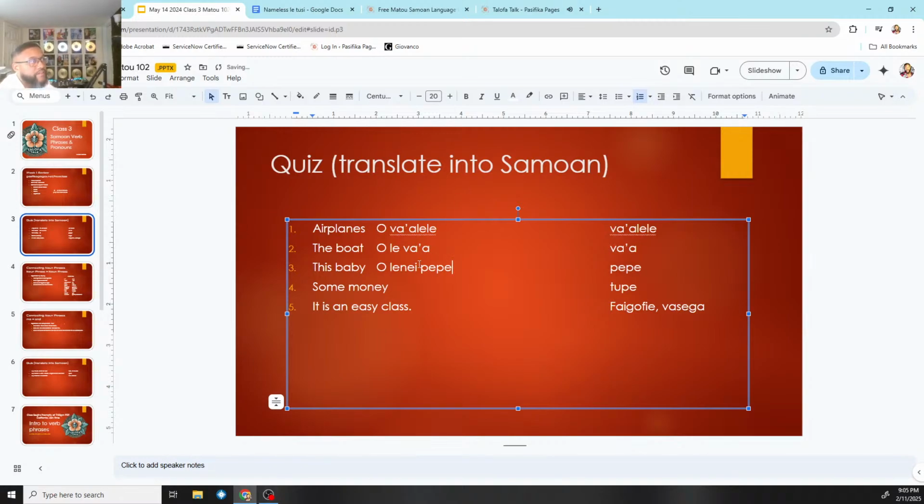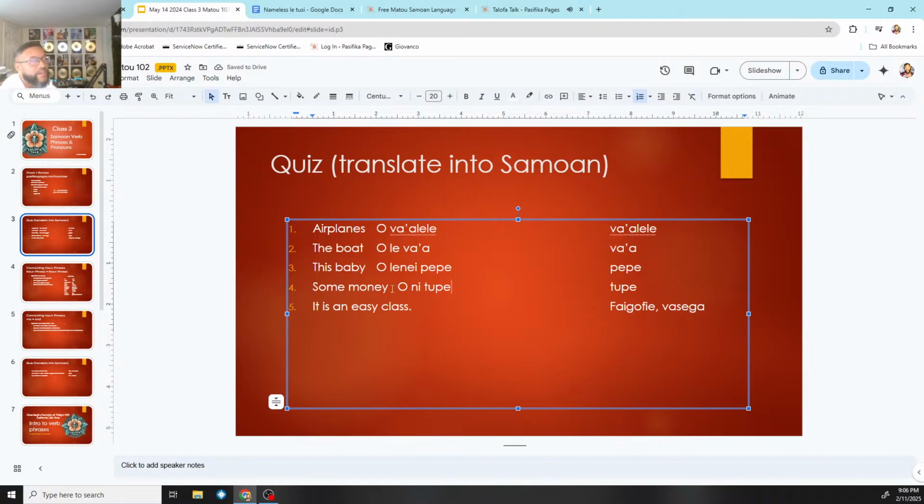Hopefully you see the pattern here. The main thing is to get the pattern. If you get that, the language is going to be easy. Just watch the patterns all through the course of this month when we're going through our classes. Some money. Remember, the limiter for some is going to be ni. That means some. So o ni tupe. Some money.